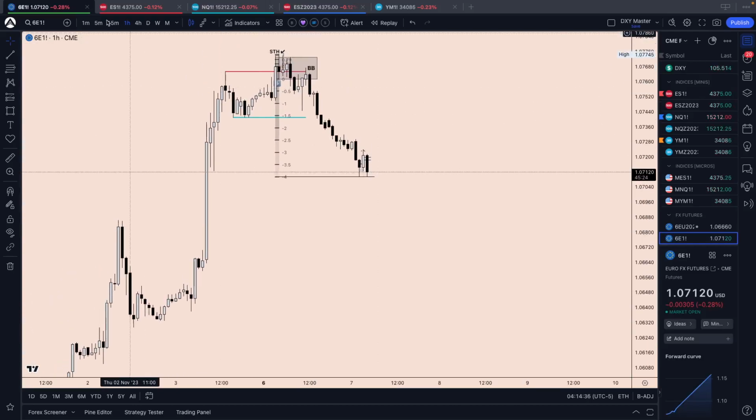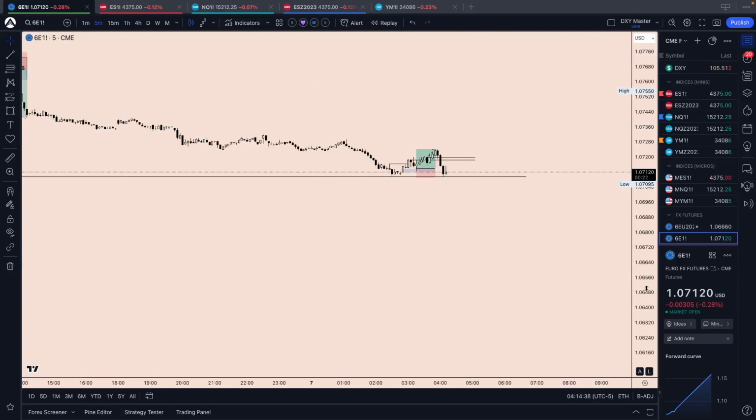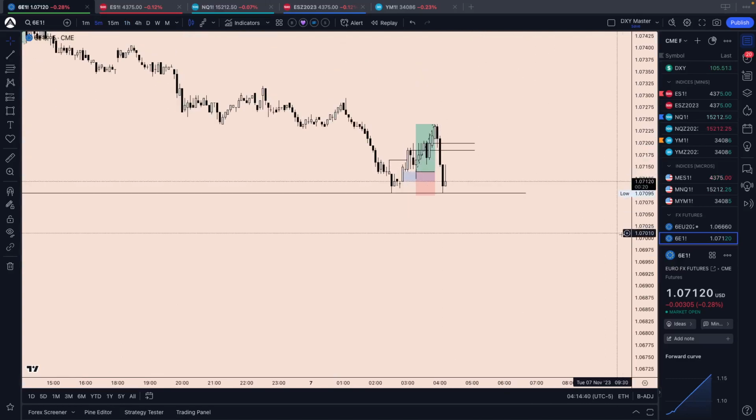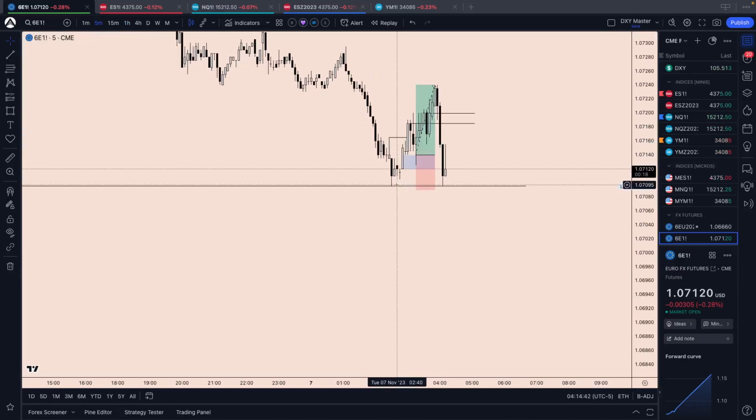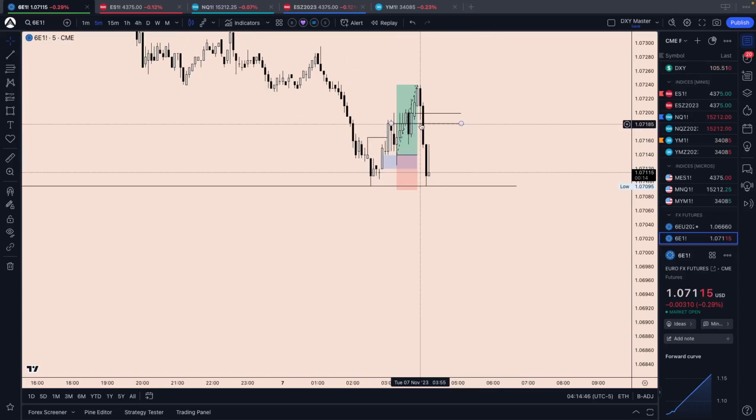We hit our 2-to-1 risk reward, looking at the 5-minute time frame to the tick. Low-hanging fruit. We formed an equal low right here, so looking for shorts somewhere inside of these fair value gaps. Be a nice continuation play.